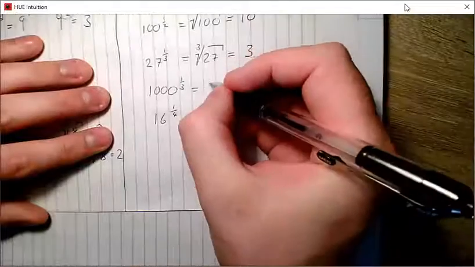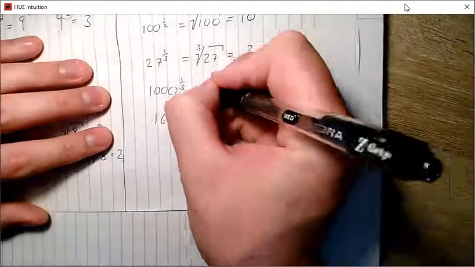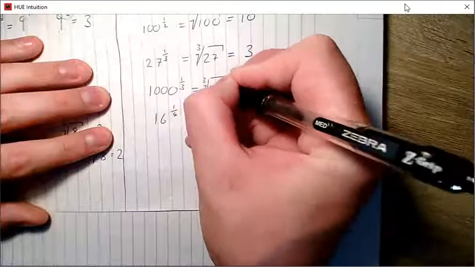The cubed root of 1000. 10 by 10 by 10 gives 1000. Okay, and you might write that in as the cubed root of 1000.